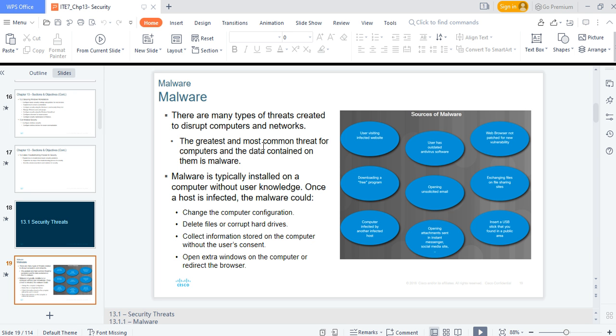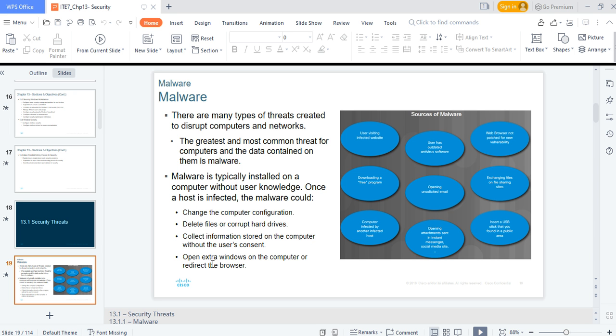The greatest and most common threat for computers and the data contained on them is malware. Yes, malicious software is typically installed on the computer without user knowledge. Once the host is infested or infected, the malware could do all of these things.